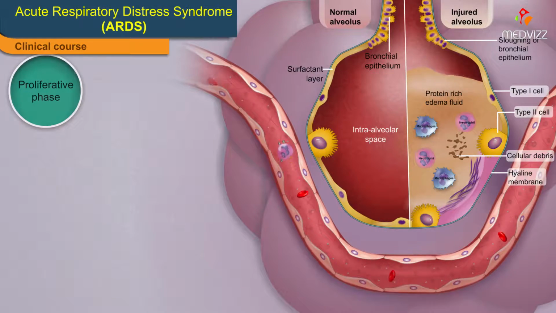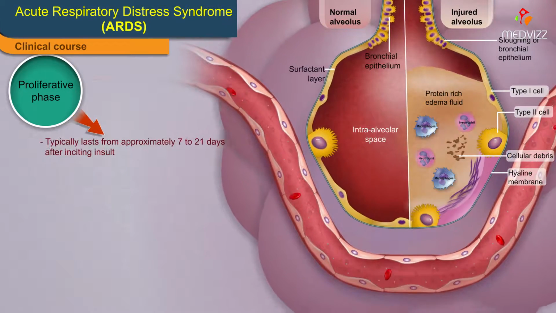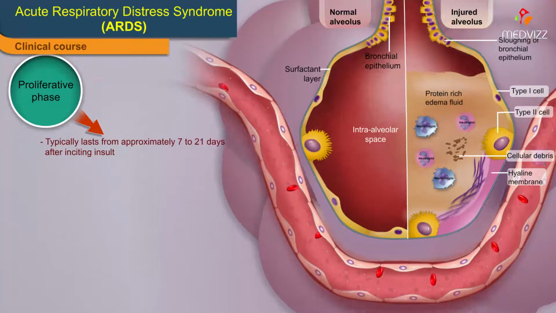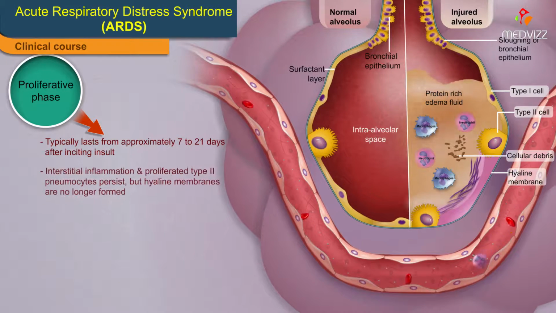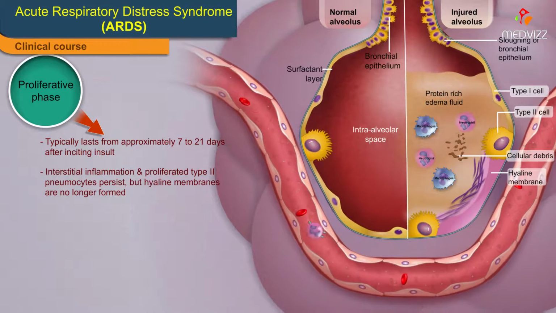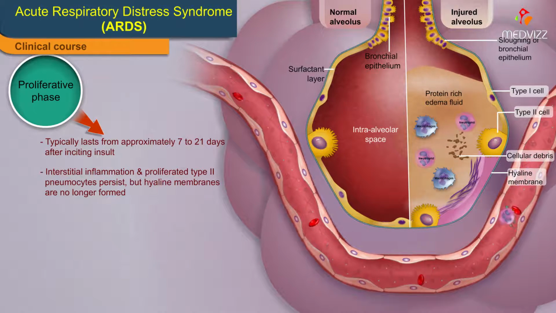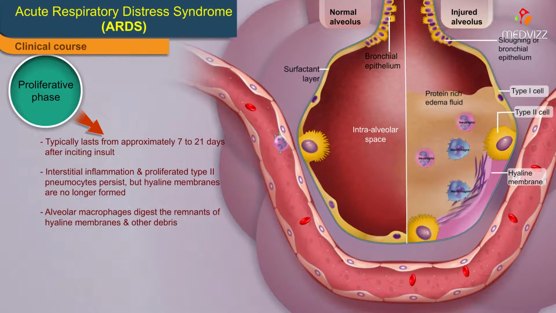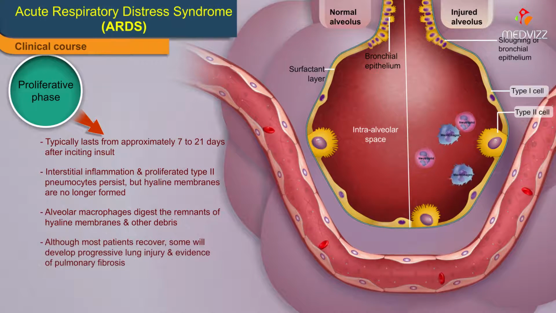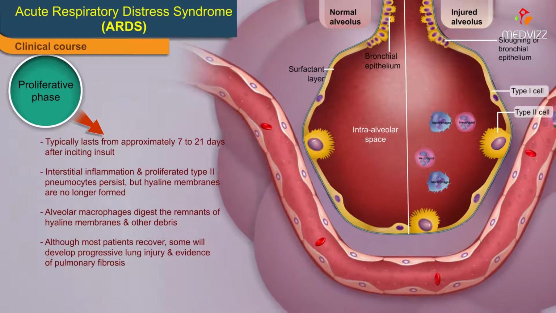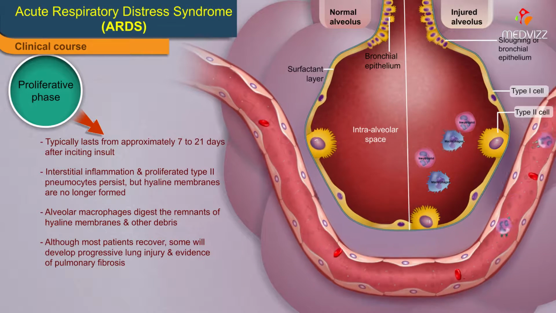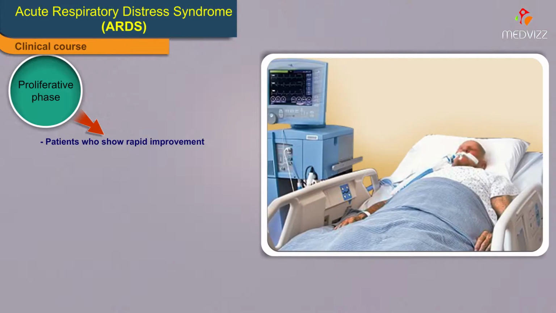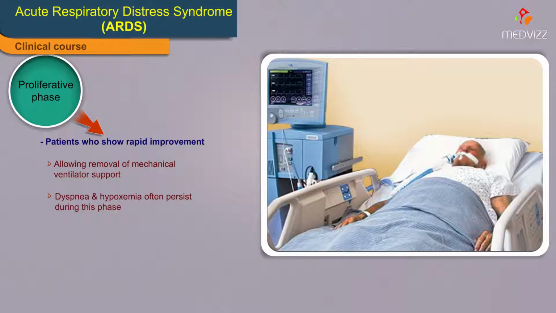The second phase, the proliferative phase, typically lasts from approximately day 7 to 21 after the inciting insult. Interstitial inflammation and proliferated type 2 pneumocytes persist, but hyaline membranes are no longer formed. Alveolar macrophages digest the remnants of the hyaline membranes and other debris. Although most patients recover, some will develop progressive lung injury and evidence of pulmonary fibrosis. Even among patients who show rapid improvement allowing removal of mechanical ventilator support, dyspnea and hypoxemia often persist during this phase.